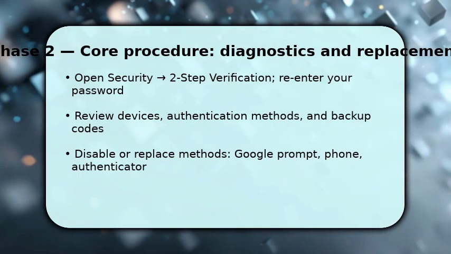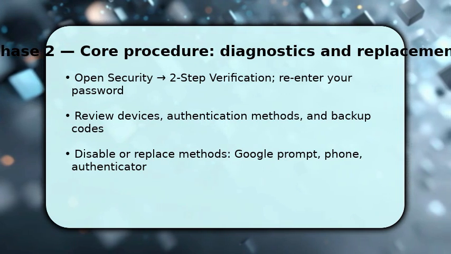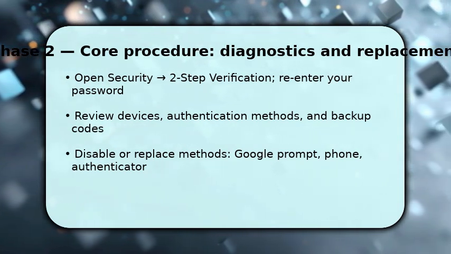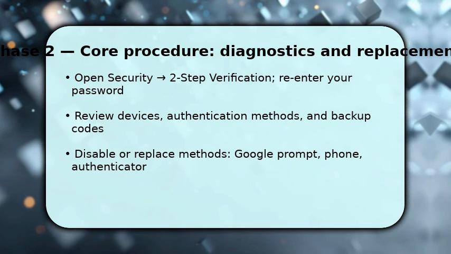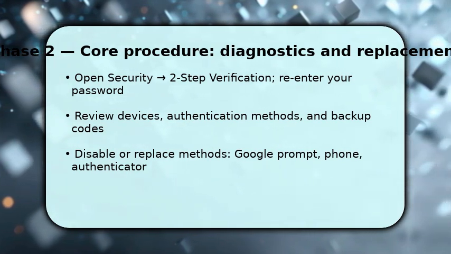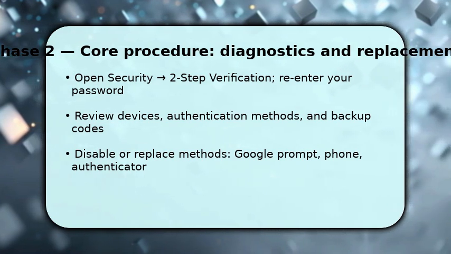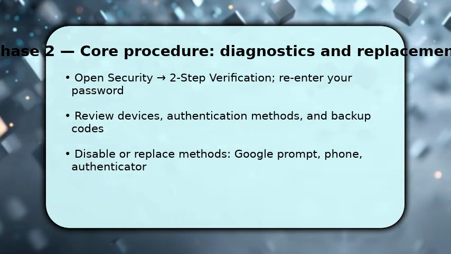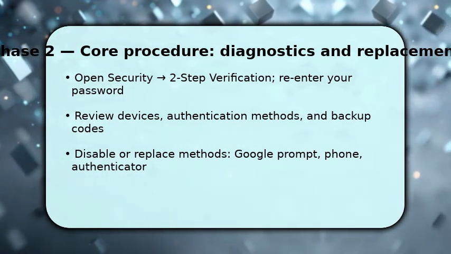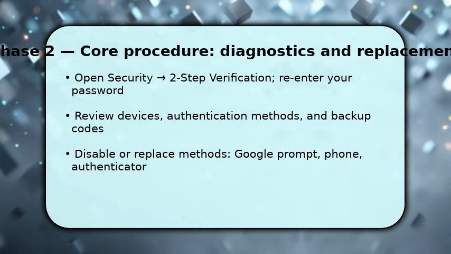You'll re-enter your password to access two-step verification. This is normal. Once in, review the list of verification methods: Google prompts, phone numbers, backup codes, and authenticator apps. If the Google prompt is causing repeated Verify It's You prompts, remove it and add a more stable method like an authenticator app or a trusted phone number.